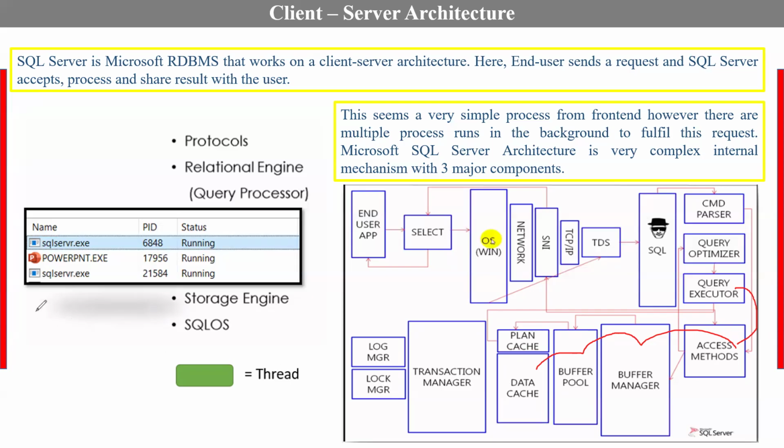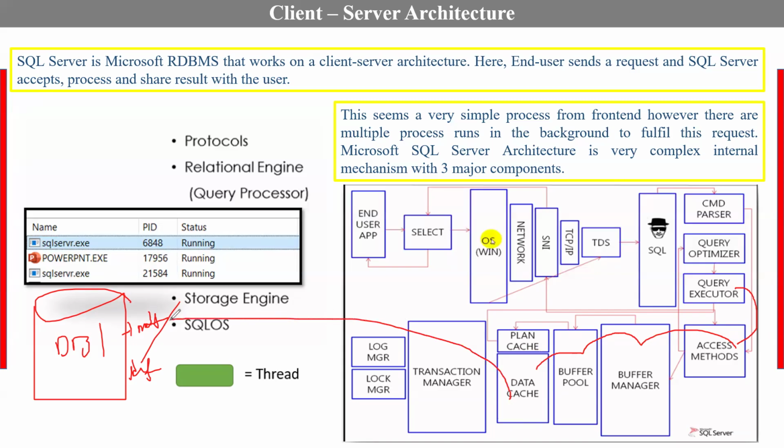Now, what exactly will it do? There is a database, right? You have one database called DB1. When you create any database, you get two files: one is MDF, one is LDF. Since the data is not available in the data cache, it will go to the MDF, get the data, place one copy in the data cache, and send it to the user.